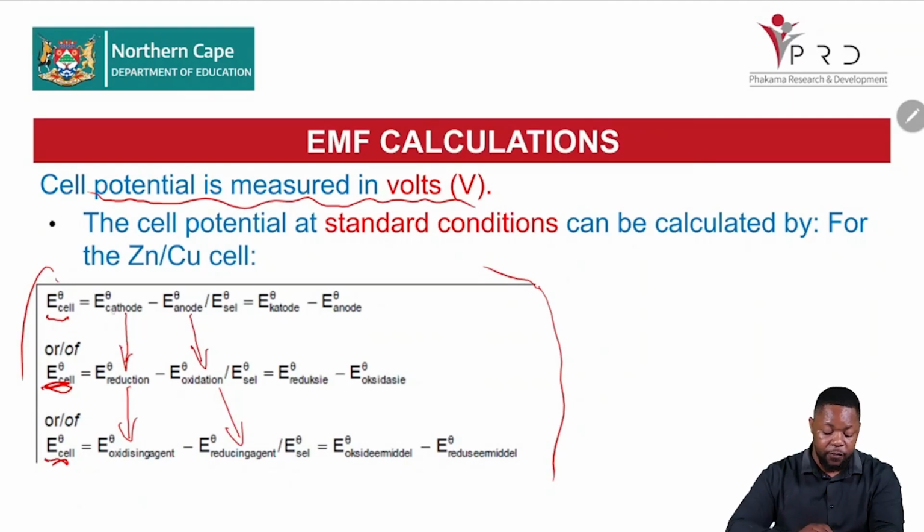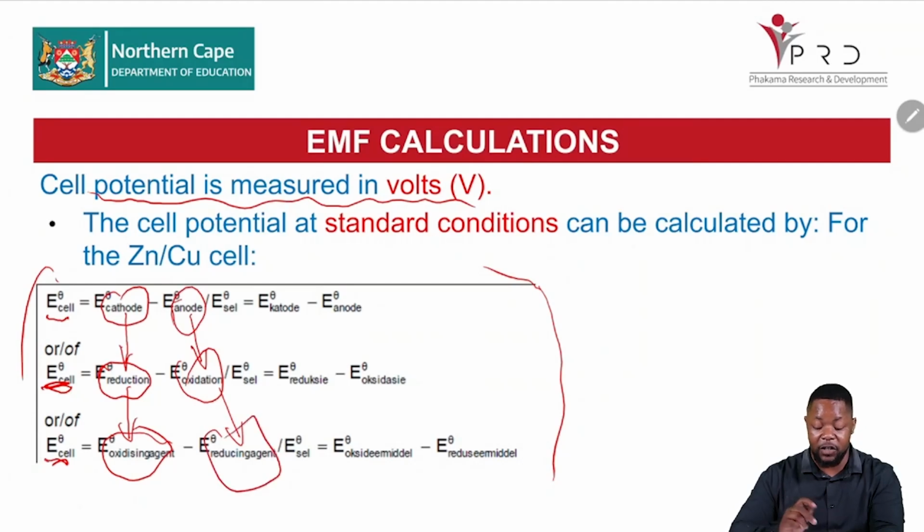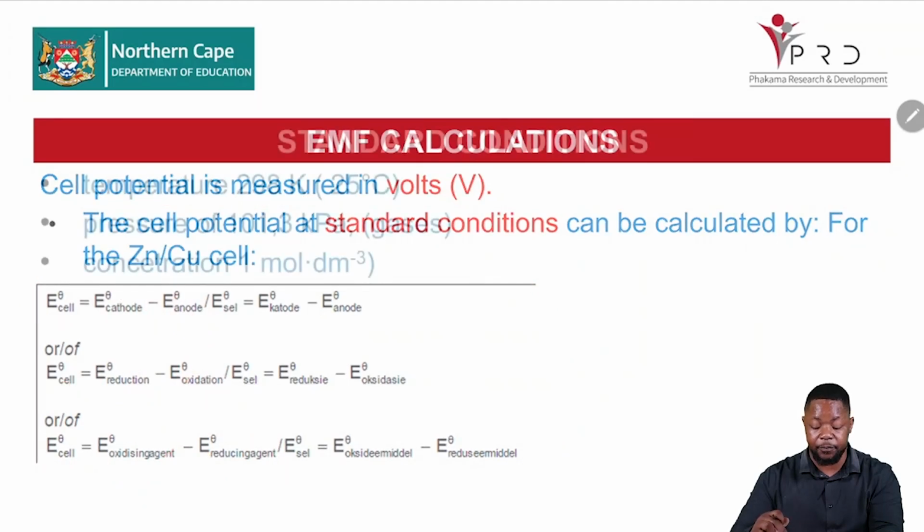And how do you remind yourself? At the cathode, that's where reduction occurs, and that's where you find the oxidizing agent. The anode, that's where oxidation occurs, and that's where you find the reducing agent. So that is how we are going to calculate the EMF of a cell using the formula. You just choose one from the three, but just know that these formulas are there also to remind you what is happening at the cathode and what is happening at the anode. Where do you find the oxidizing agent and where do you find the reducing agent?